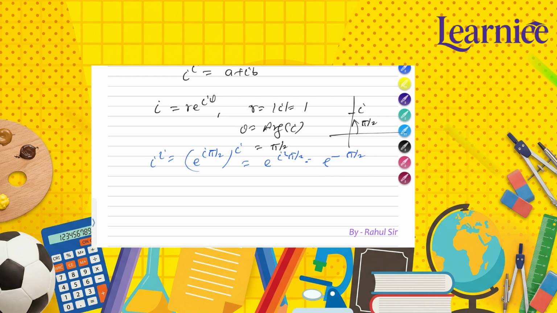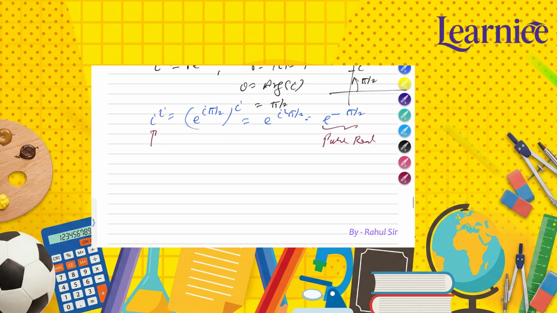See, this is a pure real number, whereas this is imaginary to the power imaginary. So imaginary to the power imaginary may not be a pure imaginary number. It may be a real number also. So we can clearly see.